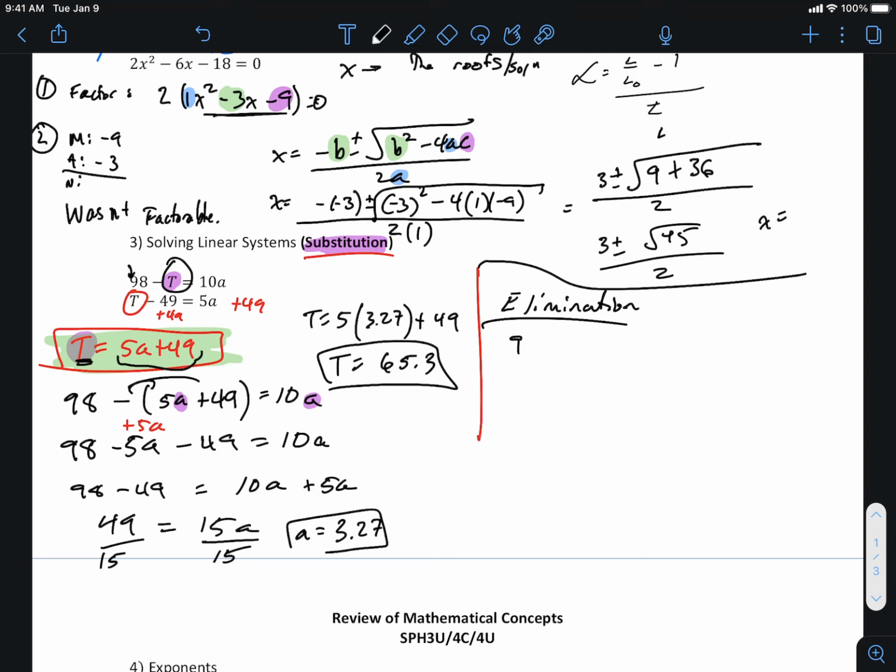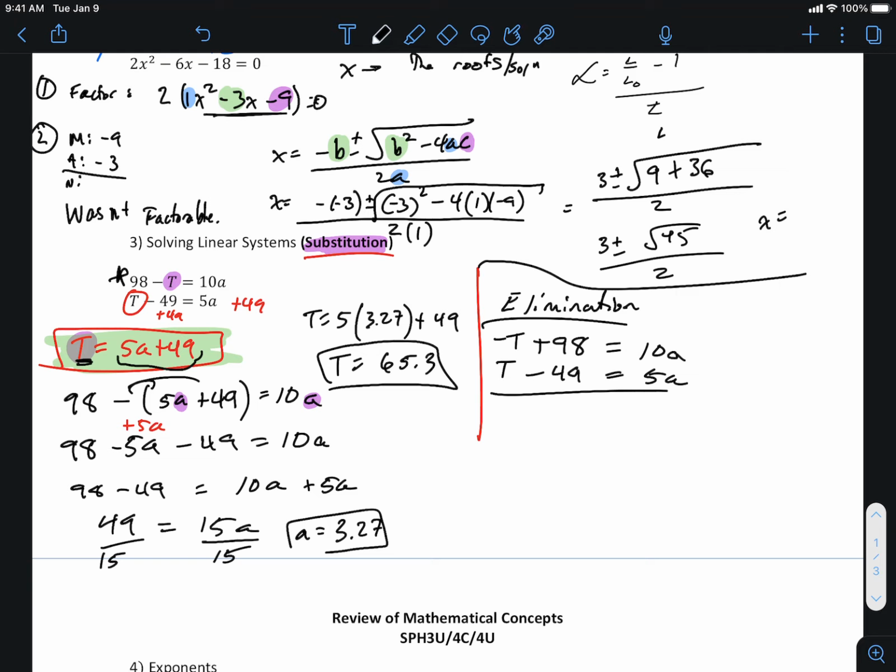Well, I'll rewrite the first one. You can rewrite the equations. Remember, if I'm adding things, it doesn't matter what order I add them in, just that the signs follow them. So I can go negative t plus 98 is equal to 10a. That's the first equation. That's this one. Nothing's changed. And then the second equation, I'll just rewrite again: t minus 49 equals 5a.